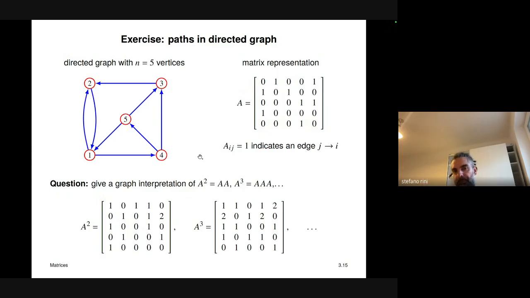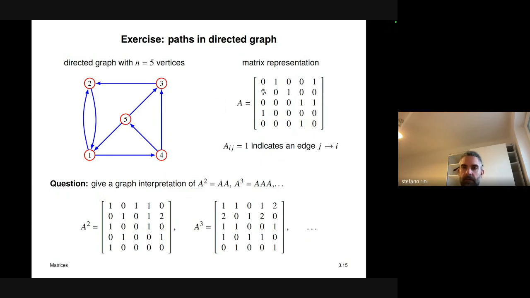So what you do is that you use a matrix representation in which you have a number of columns and a number of rows equal to the number of nodes that you have in the network. And then you put a small one if there is an edge that goes from the element j to the element i.